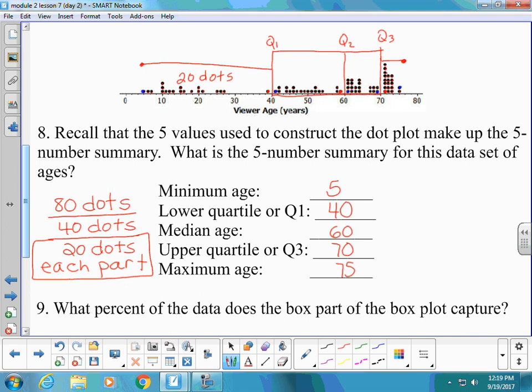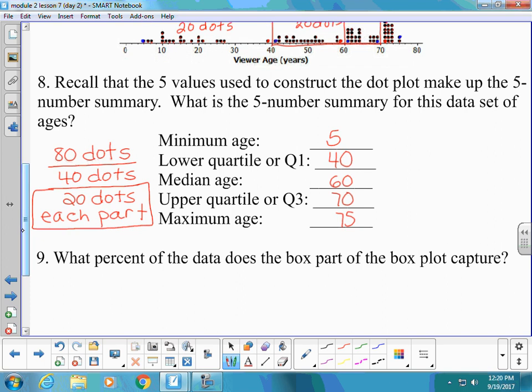Which, remember, that's 25%. There's 20 dots here, which is 25%. There's 20 dots in the next part, 20 dots in the next part, and each of those parts are 25%.